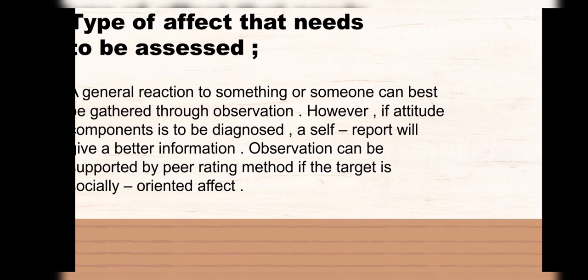In socially oriented affect, the methods we use are observation and peer ratings. Why observation and peer ratings? For emotions related to social relationships like teamwork or interpersonal behavior, observation of group interaction can provide insight. Peer ratings offer additional perspective by asking colleagues or teammates to evaluate the individual's behavior.